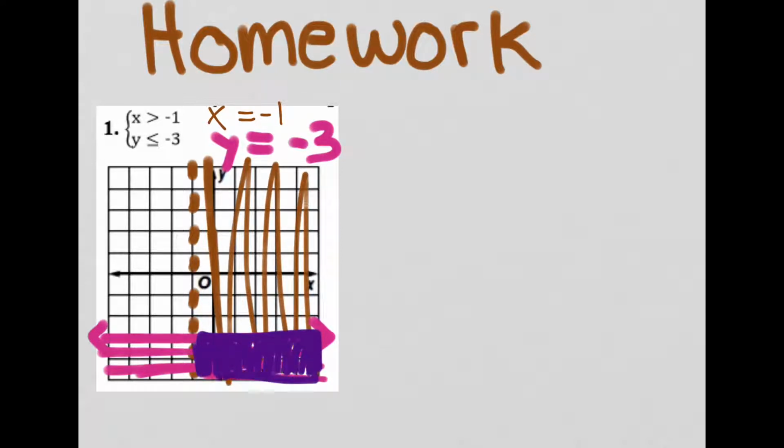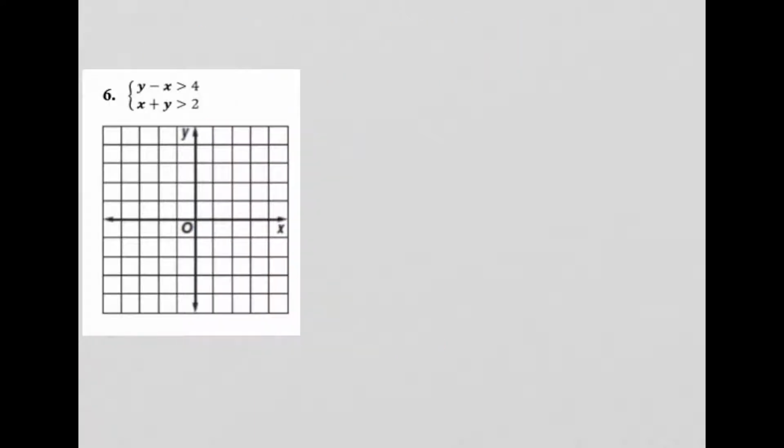That has solutions on it. The dotted line does not. So that's still like a dotted line right there. That's all you have to do. You've solved it by graphing. My answers are right there: all the points in that dark region.